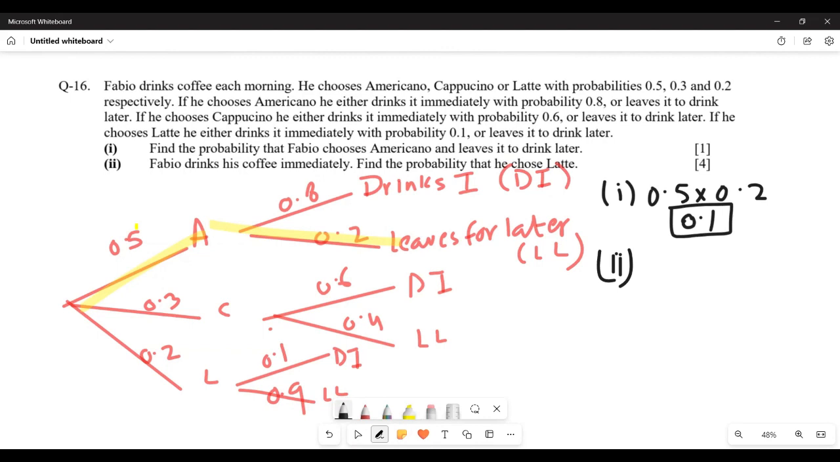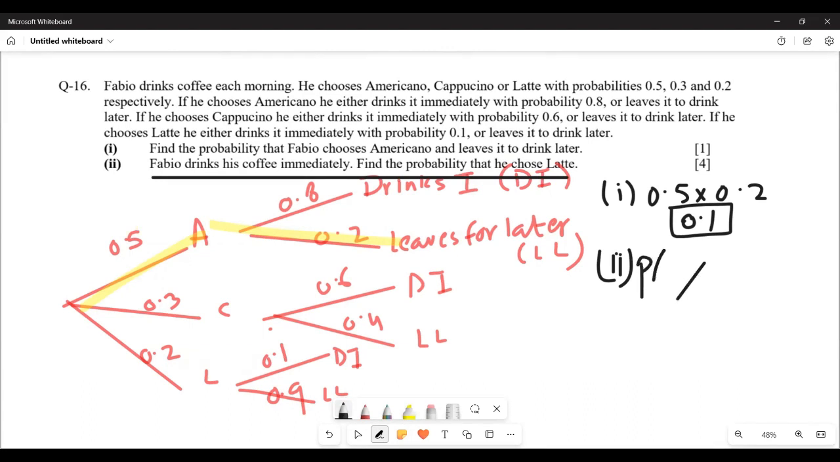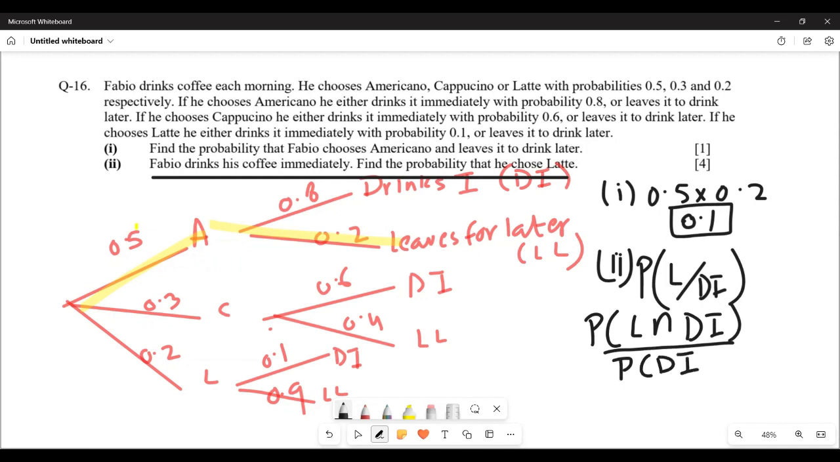Fabio drinks his coffee immediately. Find the probability that he chooses latte. So this is a question on conditional probability. He drinks his coffee immediately. So given immediate, drinks immediately, find the probability that he chooses latte. So L. So probability of choosing latte and drinking it immediately upon probability of drinking any coffee immediately.